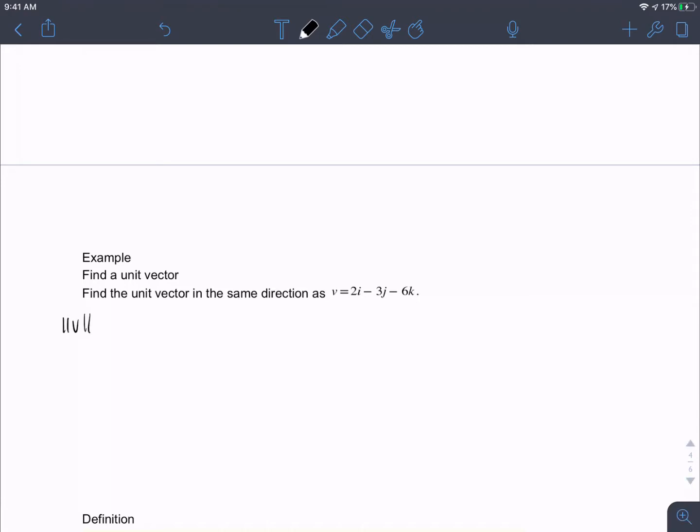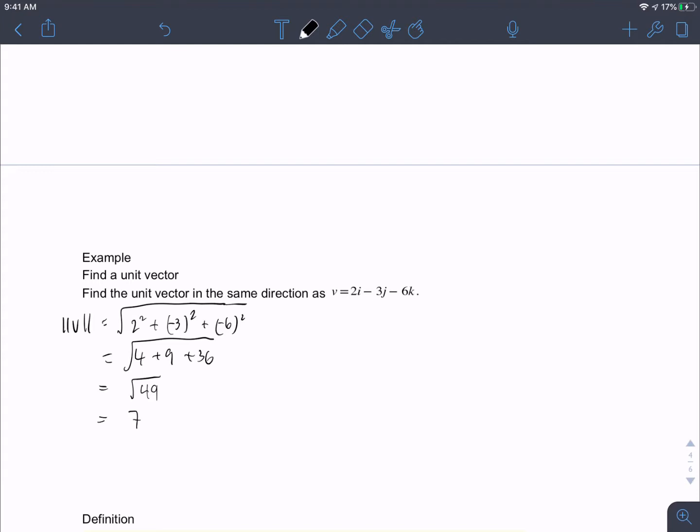And so we should remember that the magnitude of v is just basically each component squared and under the square root. So this is how we find the magnitude. And so that's going to give me 4 plus 9 plus 36. And so it's going to be square root of 49, or basically 7.